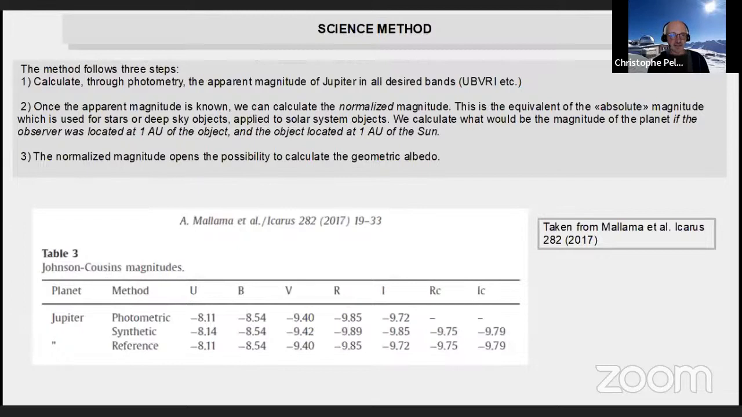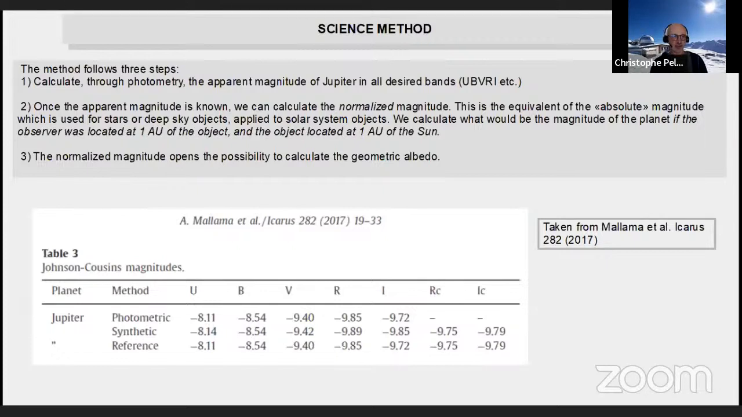The method follows 3 steps. First, we are going to calculate through photometry the apparent magnitude of Jupiter in all the desired bands. Once the apparent magnitude is known, we can calculate what is called the normalized magnitude. This is the equivalent of the absolute magnitude which is used for stars, but applied to solar system objects. We calculate what would be the magnitude of the planet if the observer was located at 1 astronomical unit of the object and the object located at 1 astronomical unit of the sun. And you can see at the bottom the normalized magnitudes of Jupiter. Under those conditions, it would be a very bright object.